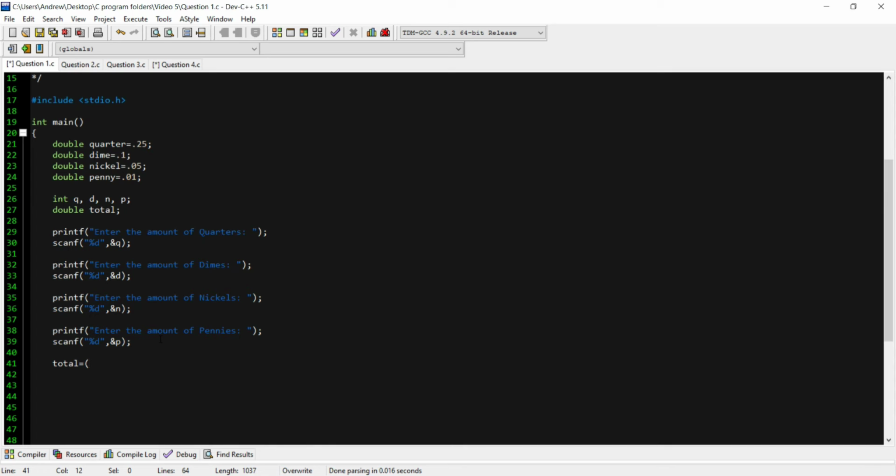So we want to make sure we have the value of quarter times the amount of quarters that we have. So that's going to be Q. Then we're going to add that with the value of dime times the amount of dimes that we have. So it's going to be D. Same thing for nickel, and same thing for penny.